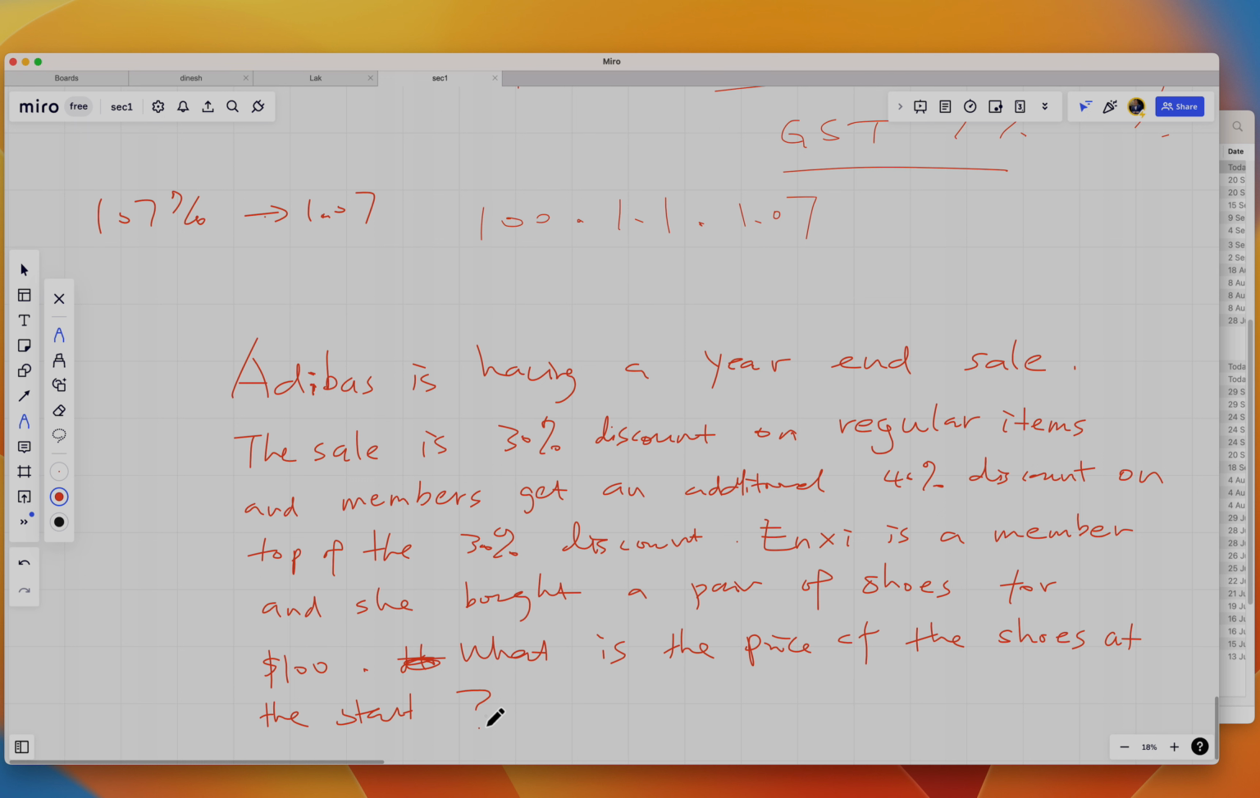Actually, Adidas is having a promotion also, something similar to this. But it's not even year-end yet. They have an all-year-round promotion, like Shopee. Shopee is every day, I guess.